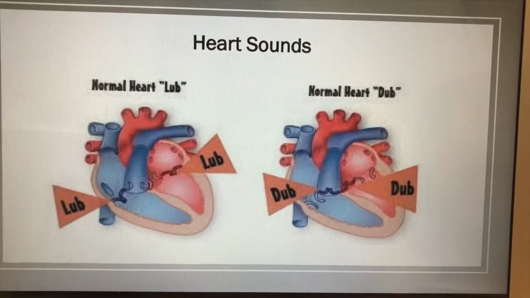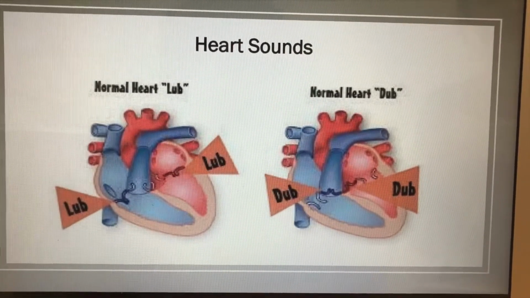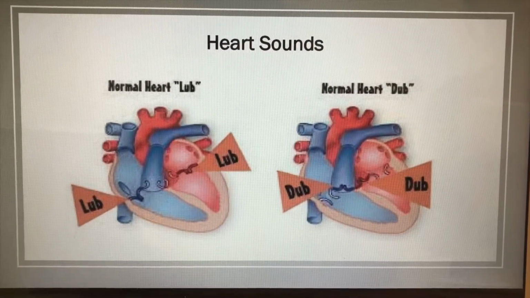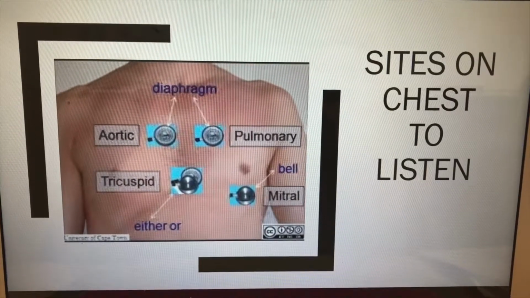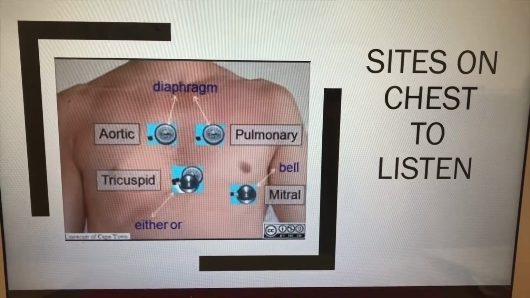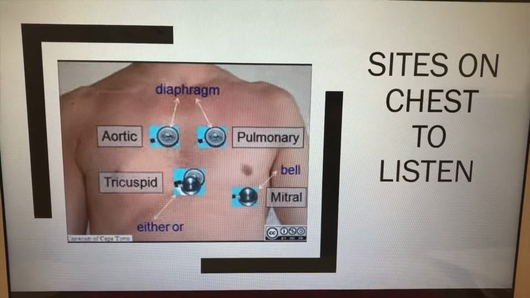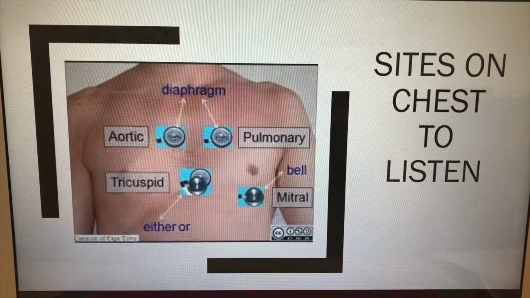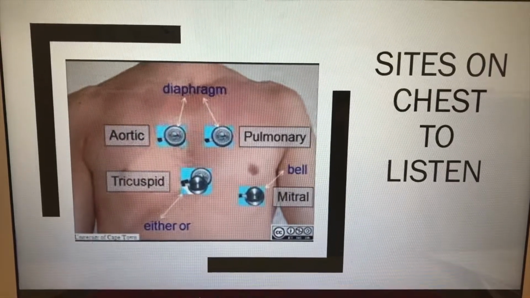The heart has two main sounds. The first sound, lub, is the AV valves closing. The second sound, dub, is the semilunar valves closing. There are 4 sites on the chest to listen to. This allows you to listen for a heartbeat. The first one is aortic, the second one is pulmonary, the third one is tricuspid, and the fourth one is bicuspid or mitral. These allow you to listen for a heartbeat.